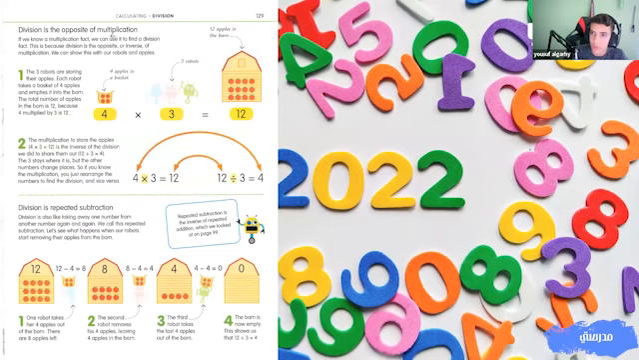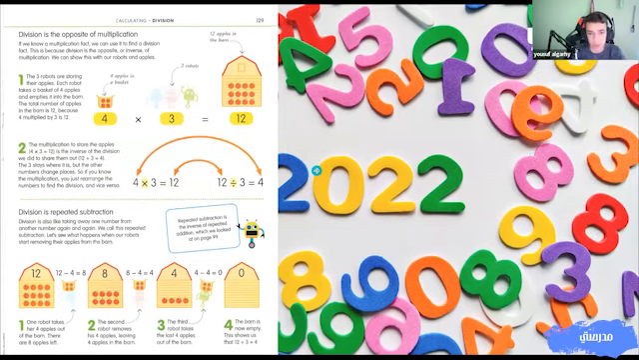As it says here, division is the opposite of multiplication, but you can still use multiplication to do division. So here we have the equation 4 times 3: 4 apples in a basket and 3 robots. And then you have equals 12 apples, 12 apples in the barn. So the multiplication would be 4 times 3 equals 12.